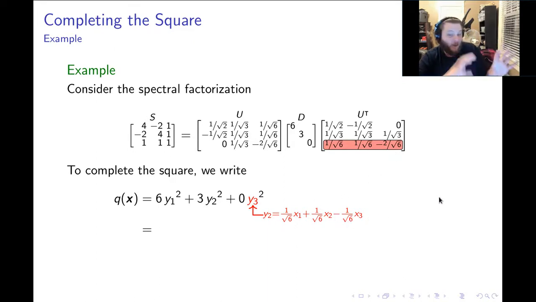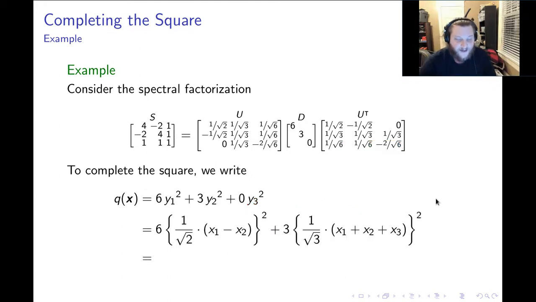So I know what the y's are in terms of the x's, so I can make those substitutions here, and I get a formula for my quadratic form. If I clean up the arithmetic a little bit, I get 6 multiplied by the quantity 1 over root 2 times x1 minus x2, all quantity squared, plus 3 times 1 over root 3 times x1 plus x2 plus x3, all quantity squared. And actually, I can clean this up a little bit more. If I square 1 over root 2 and multiply by 6, I get 3. And if I square 1 over root 3 and multiply by 3, I get 1.